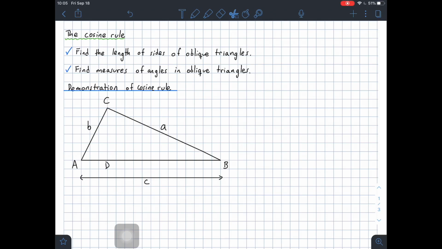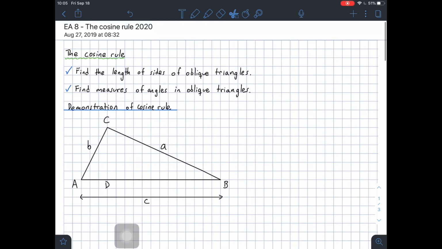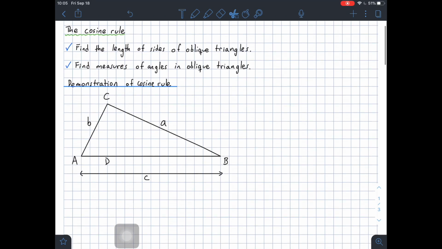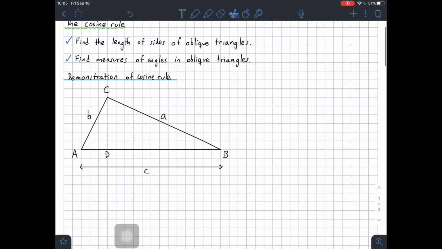Hello juniors, today we're going to continue analyzing triangles and we're going to see the cosine rule, right? We have already seen the sine rule and now we're going to see the cosine rule. So the objectives for today's class are two. Number one, find the length of sides of oblique triangles, and number two, find measures of angles in oblique triangles.